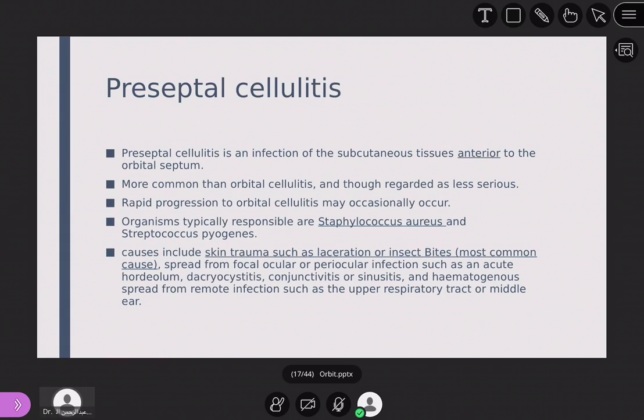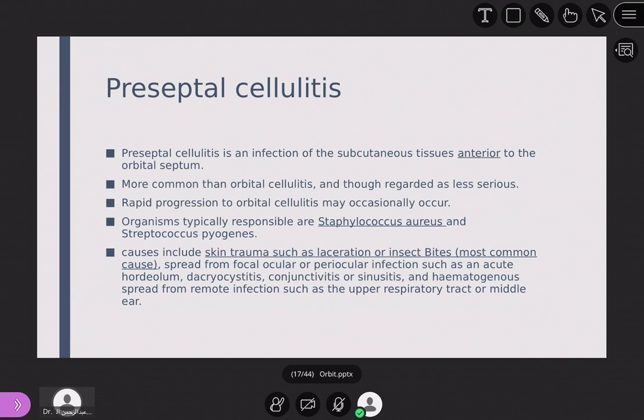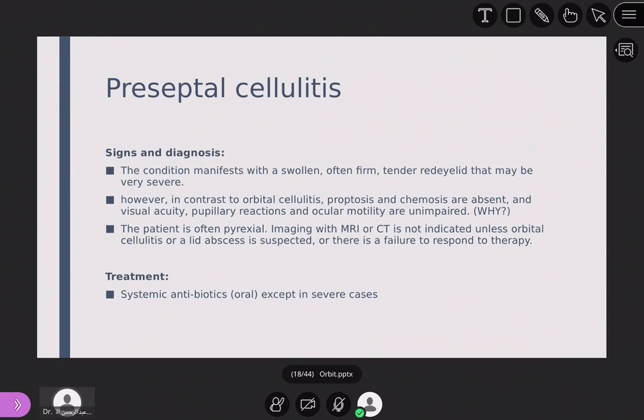Spread by focal, ocular, or periocular infections such as acute hordeolum, dacryocystitis, conjunctivitis, sinusitis, or hematogenous spread from a remote infection such as the upper respiratory tract or middle ear. Signs and diagnosis: the condition manifests with a swollen, often firm, tender, red eyelid that may be very severe. However, in contrast to orbital cellulitis, proptosis and chemosis are absent.